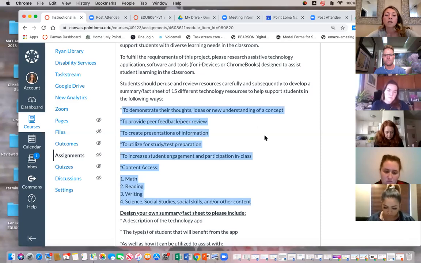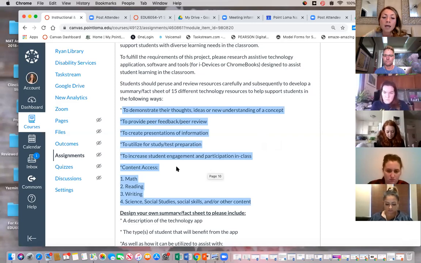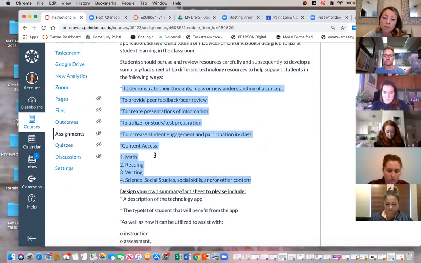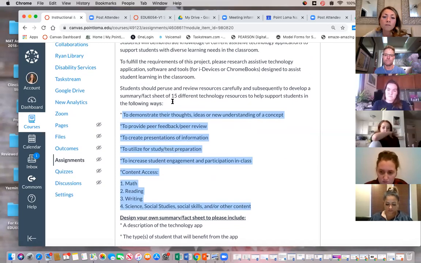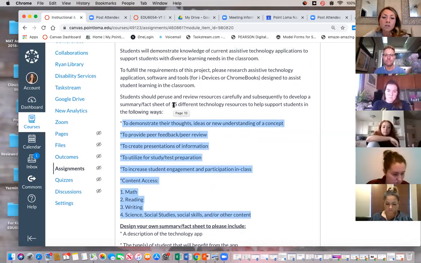It could be some kind of tech resource that helps them create presentations or present information on some kind of different platform. Any apps that have to do with studying or test preparation. Any apps that increase student engagement or participation in class. Any apps, of course, that have to do with academics like math, reading, writing, any of the content areas, or any other content that you find an application that is useful for, you can present on that. But again, you need a total of 15 different technology resources.